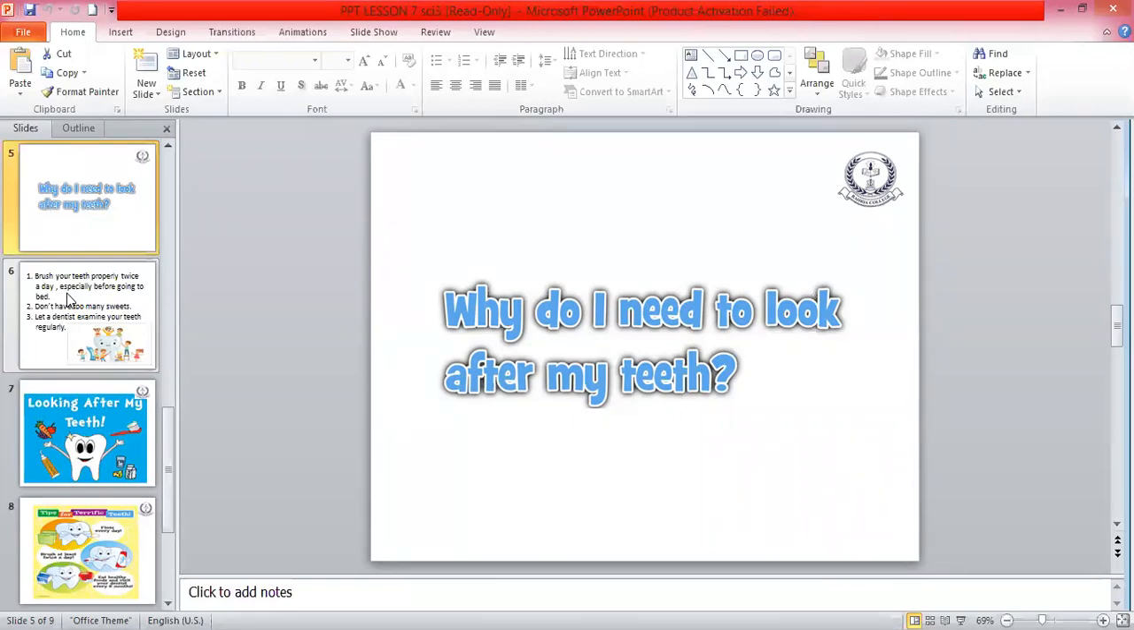And once you cannot eat something, definitely you will feel bad, you will feel lethargic, you cannot eat anything, you cannot chew, you cannot bite anything. So why do I need to look after my teeth? The answer is the importance of teeth. They help us in tearing the food, in cutting the food. They help us in keeping our muscles in their own place, our face muscles, jaw muscles, right? Then they help us even in talking as well.